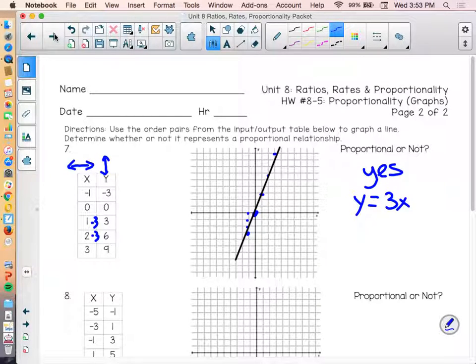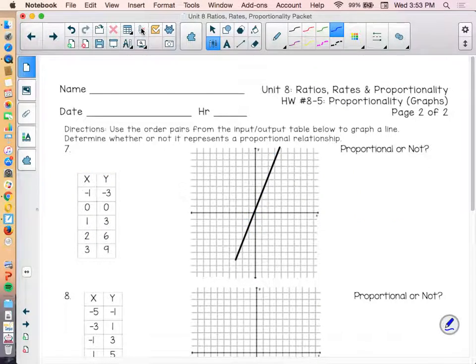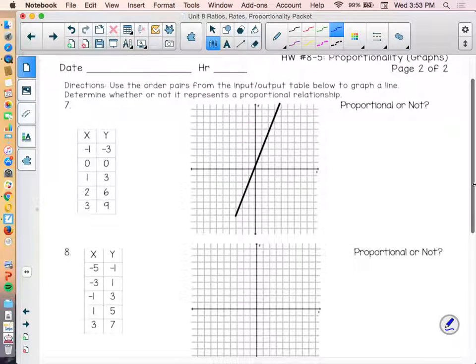This, you're just going to be graphing the line yourself first. And then once you graph it, you have to figure out if it's proportional.